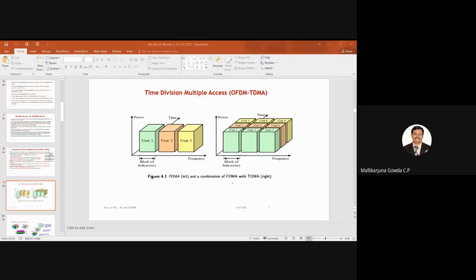So for user one, user two, user three, the same number of subcarriers are given, but they will be communicating at different times. Similarly here, see, users 4, 5, 6, and then 7, 8, 9. So what you will be able to understand between these two diagrams: in case of OFDM FDMA, over the same time, each user will be given different blocks of subcarriers. But in case of OFDM TDMA, the block of subcarriers is the same, and each user will be talking at different time intervals, right? So that is the meaning of this.